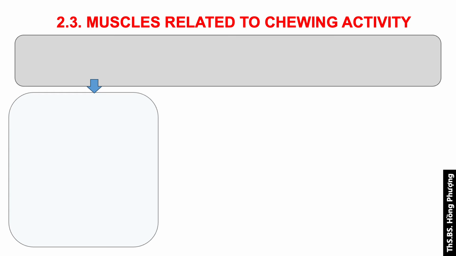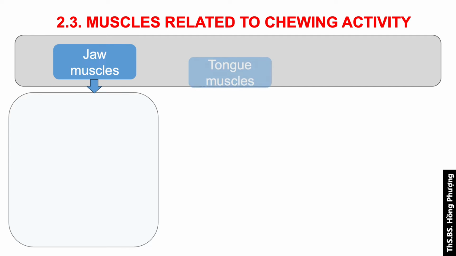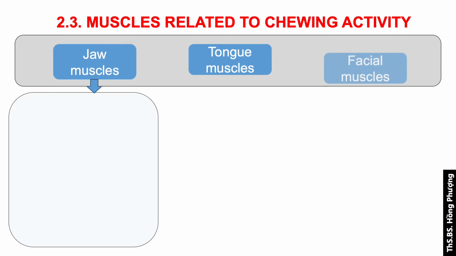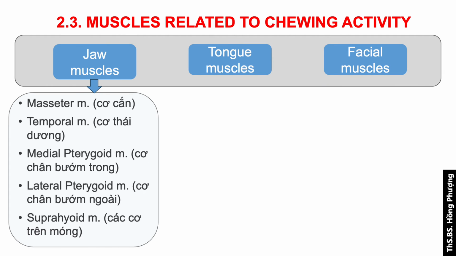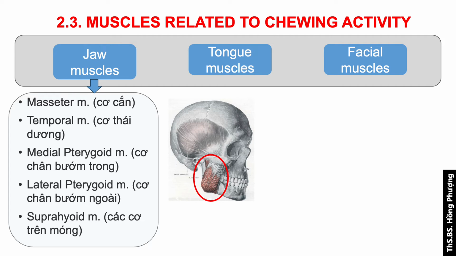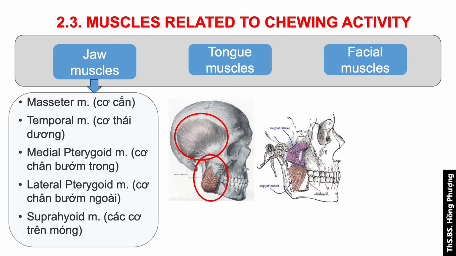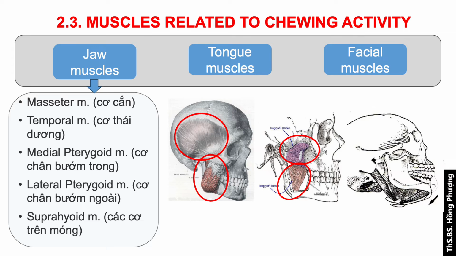To perform chewing activity, the coordinated participation of many muscles is required, including the jaw muscles, tongue muscles, and facial muscles. The jaw muscles include the masseter muscles, the temporal muscles, the medial pterygoid, and lateral pterygoid, as well as the suprahyoid muscles.